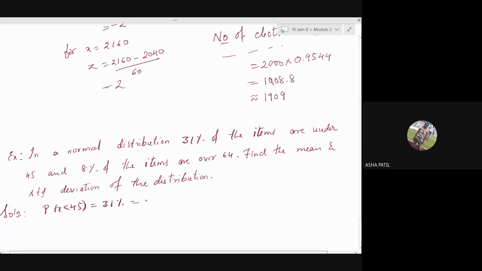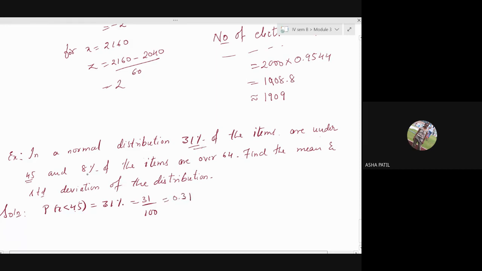Is it correct? Others? Yes. 31% of the items are under 45. So, the probability that X is less than 45, where items are under 45, let us take the item as X now. How much is it? 31%. So, we'll get it as 0.31.